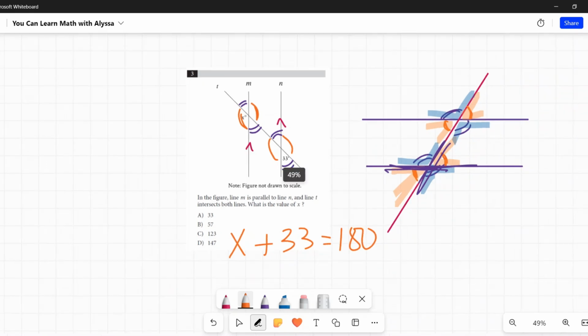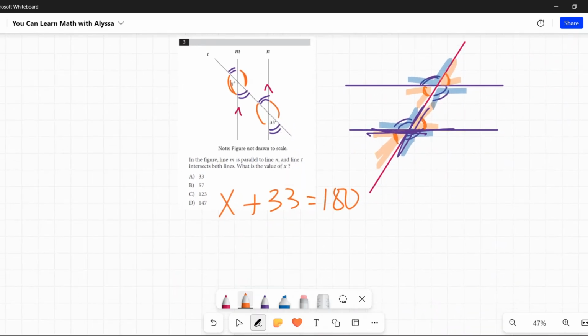To solve for x, I need to do the opposite. Instead of adding 33, I need to subtract 33 from both sides. That will get rid of it. Then on the left, I will just have x. And on the right, I will have, why did I draw equals twice?